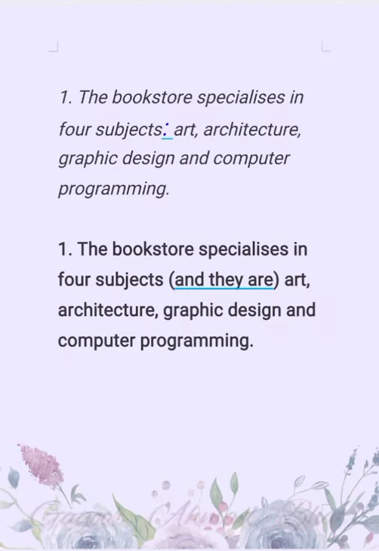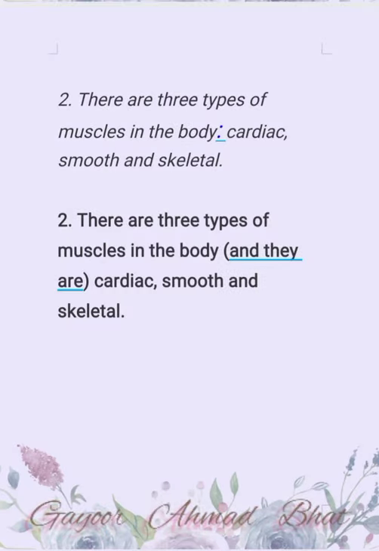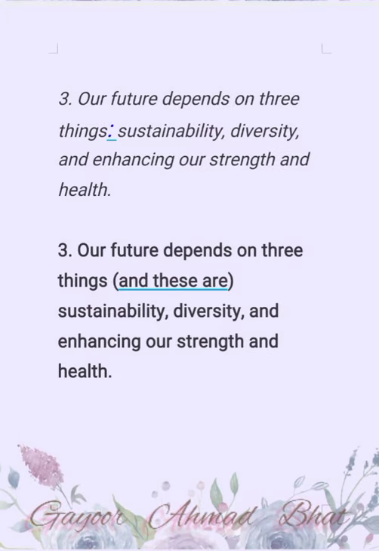The first sentence: the bookstore specializes in 4 subjects, and they are art, architecture, graphic designs, and computer programming. The second sentence: there are 3 types of muscles in the body, and they are cardiac, smooth, and skeletal. And number 3, our future depends on 3 things, and these are sustainability, diversity, and enhancing our strength and health. The colon in these examples refers to "and they are" and "these are."